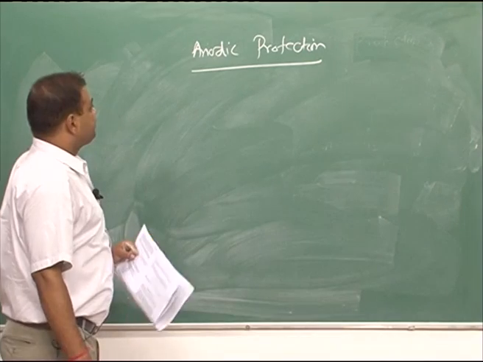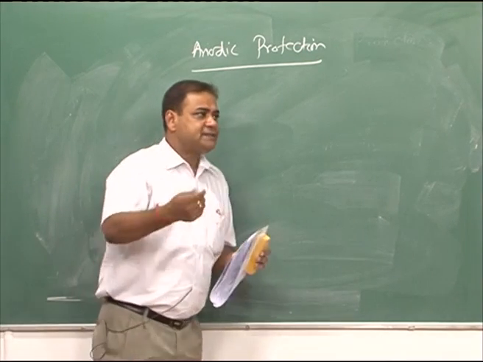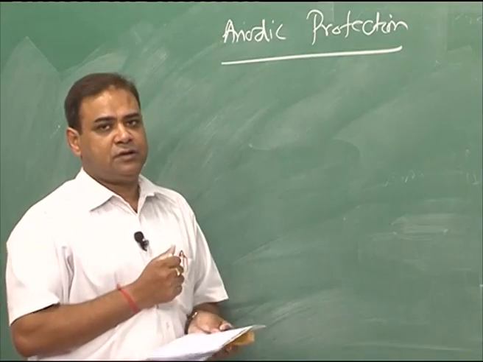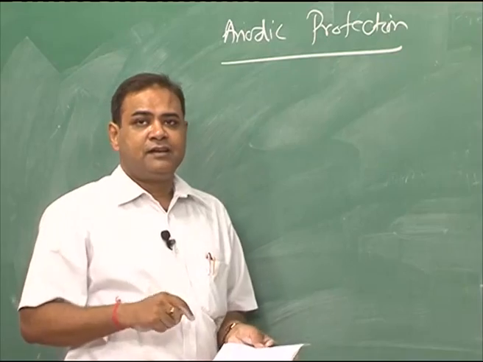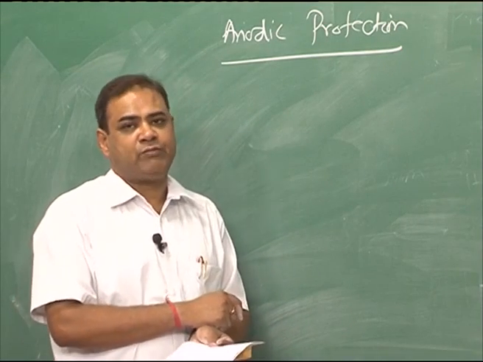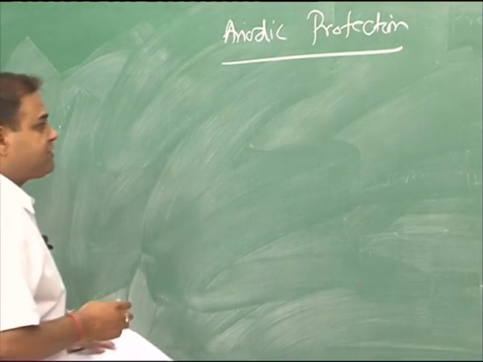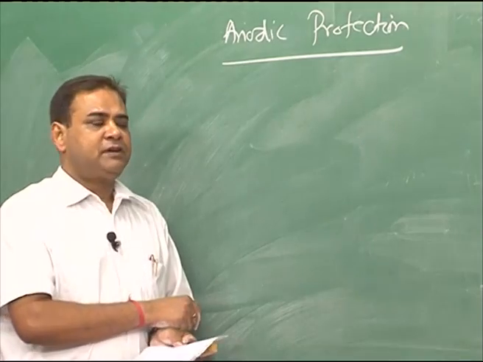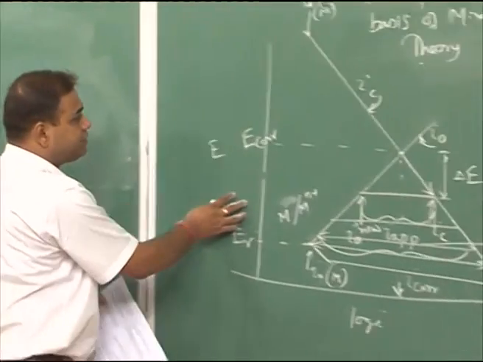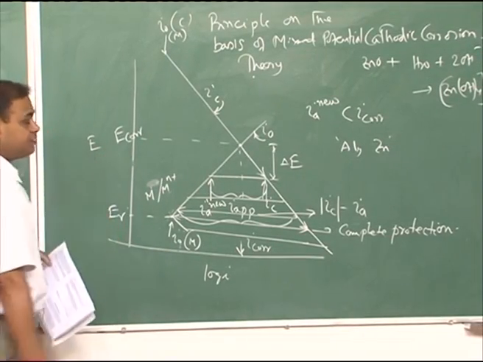Now, anodic protection. In cathodic protection, we make the structure which is to be protected a cathode, but in this case the structure will remain as anode, but still we can have protection. How is it possible? This is possible in the case of active passive metal. Now, coming back to this figure, which is the mixed potential based theory for cathodic protection.